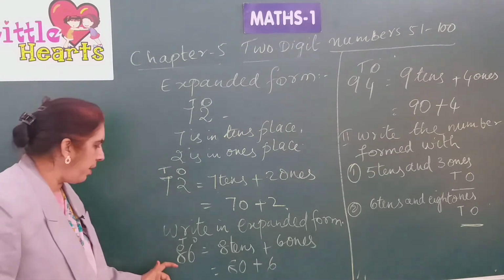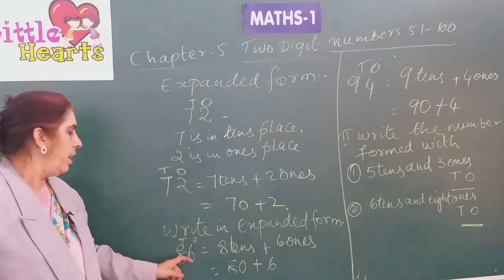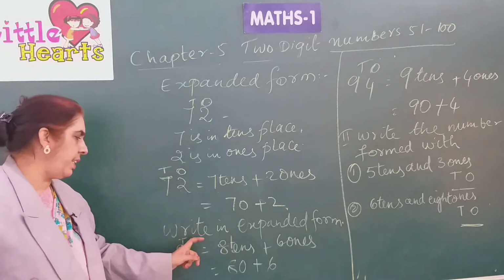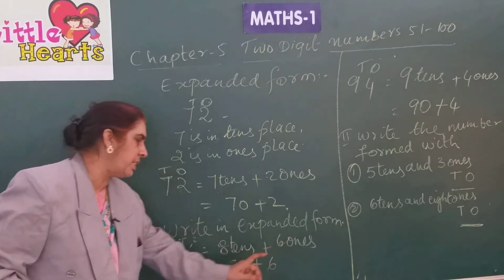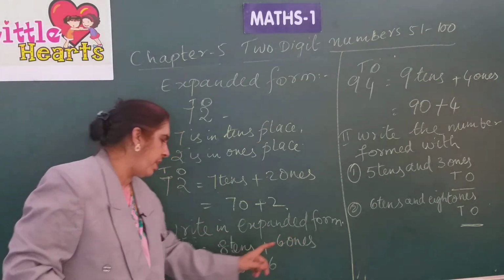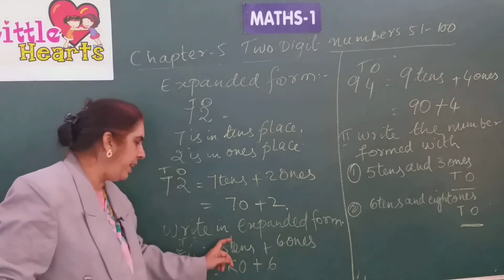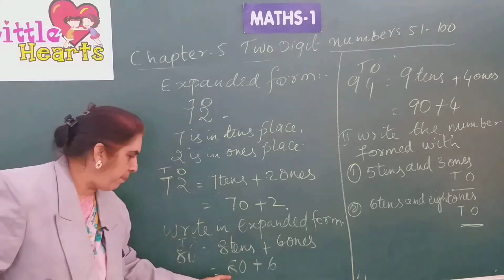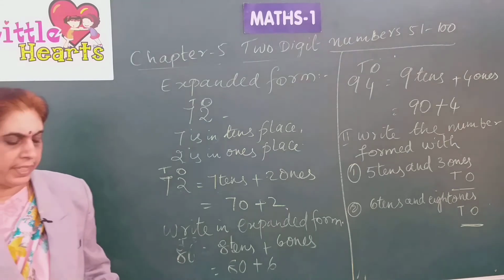Now write the expanded form of 86. 8 is in tens place, so 8 tens. 6 is in ones place, so 6 ones. 8 tens plus 6 ones. 80 plus 6. 8 tens are 80 plus 6 ones are 6. 80 plus 6 is the expanded form of 86.